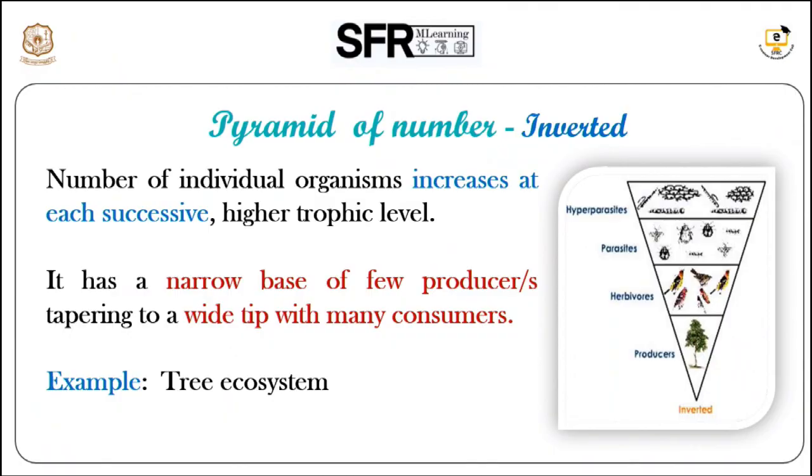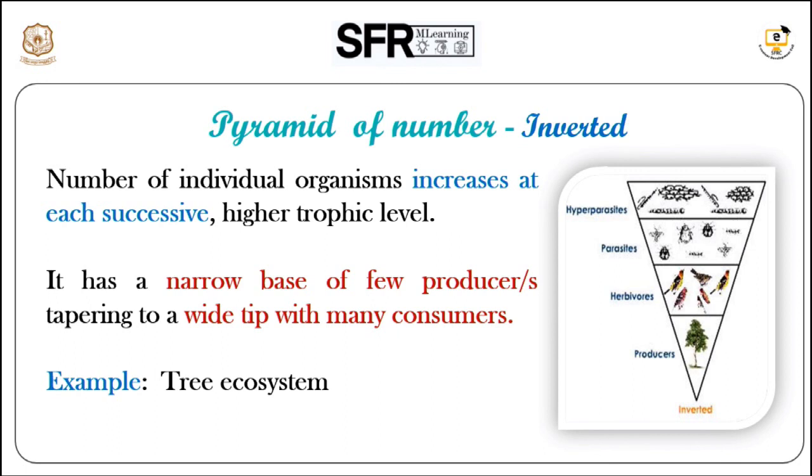And then the next one is the pyramid of number where it is inverted. Anything we can take as an ecosystem. Suppose we are considering a single tree as an ecosystem. Then the number of producers will be a single tree, so the number will be only 1. Here the producer number is only 1.